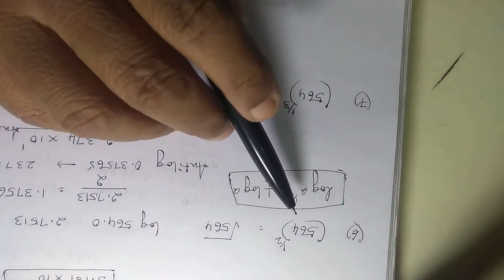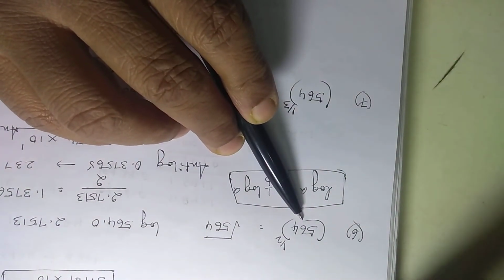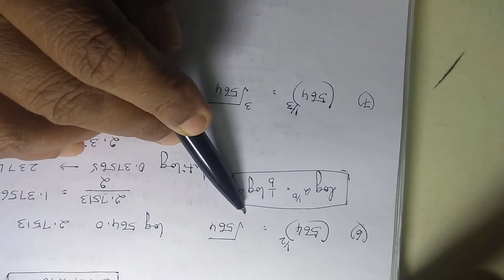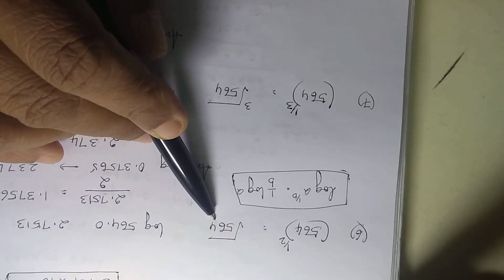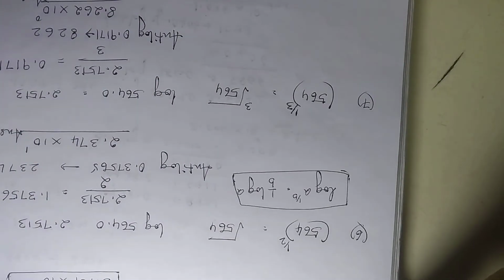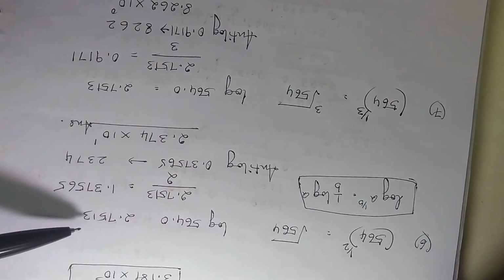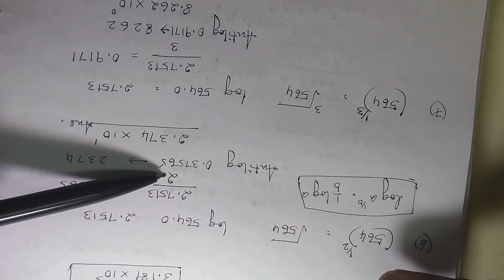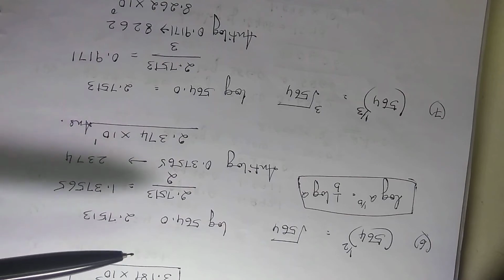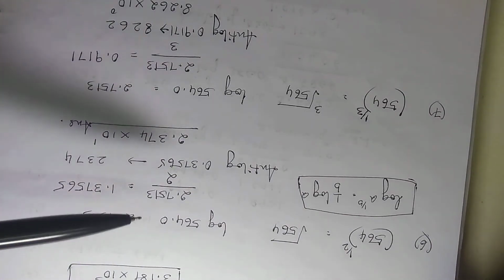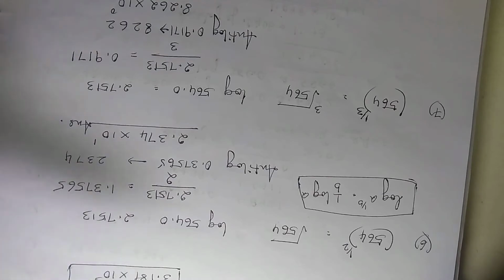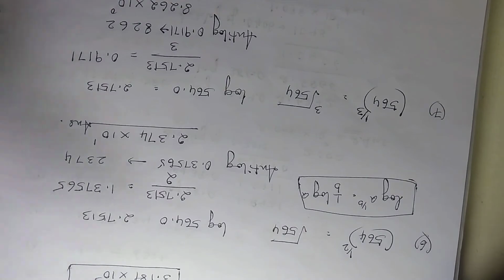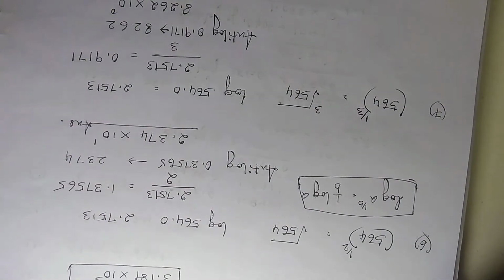Now supposing you want to find out the square root of something. 564 to the power half. To the power half means what? Root. Under root 564. You have to find the square root. Okay, so for the square root what do you have to do? Same way, find out the log first and now divide the log by 2. If it is square root, then divide the log by 2. If it is cube root, then divide the log by 3. If it is the fifth root, then divide the log by 5. Whatever root of whichever number you want to find out, divide the log value by that number.